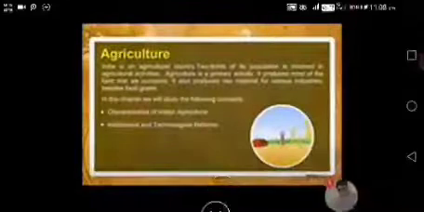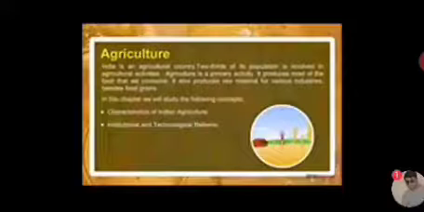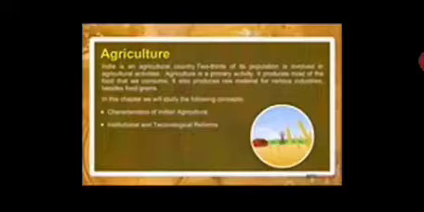India is an agricultural country. Two-thirds of its population is involved in agricultural activities. Agriculture is a primary activity. It produces most of the food that we consume. It also produces raw material for various industries besides food grains.